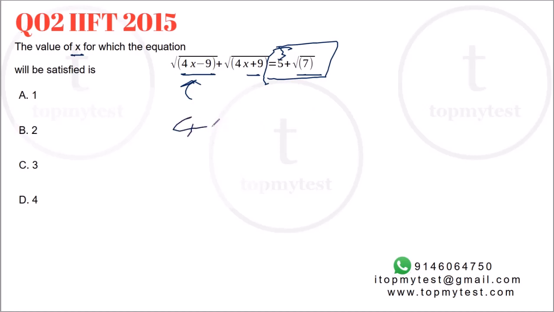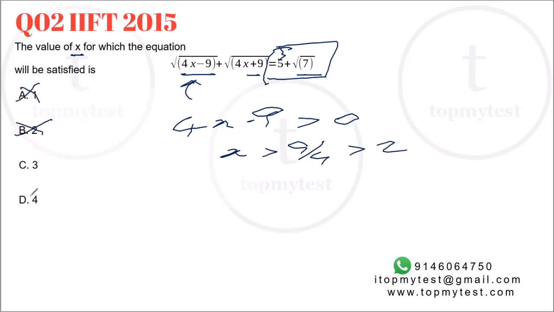So the first part will be 4x minus 9 greater than 0, which means x has to be greater than 9 by 4, or definitely more than 2, right? So A and B are out. Now that leaves us with 3 and 4.